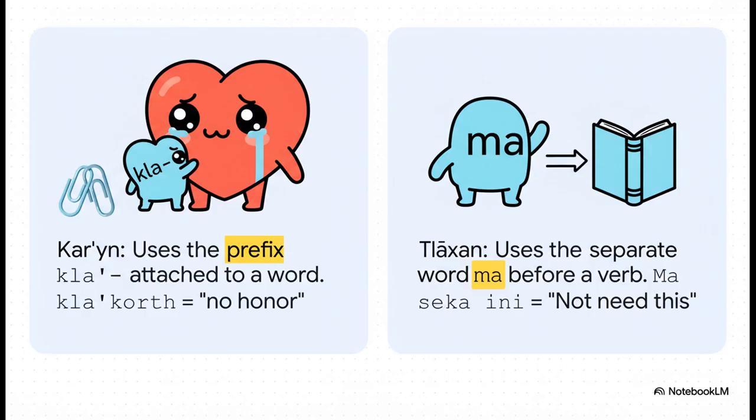Tlãxan, though, handles it more like we do in English. It uses a totally separate word, ma, that goes right before the verb. So here's the key takeaway. Even though they both started with that same VSO foundation, the choices they made for building words created two wildly different languages.